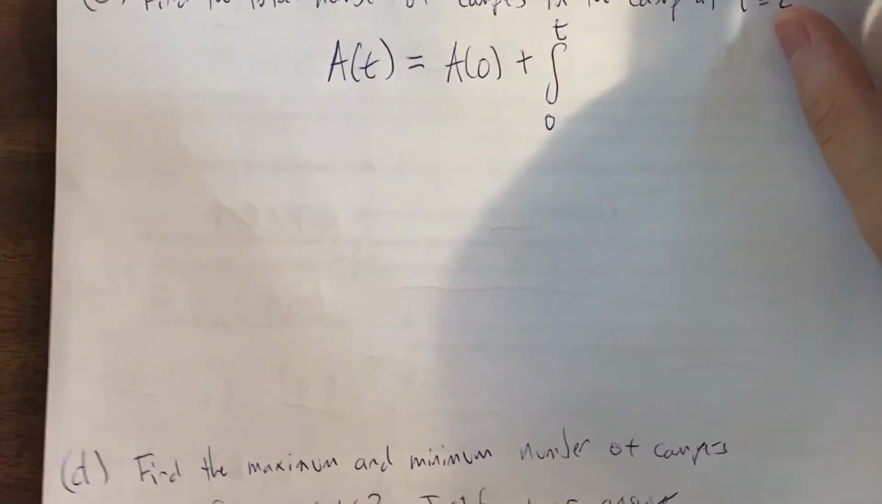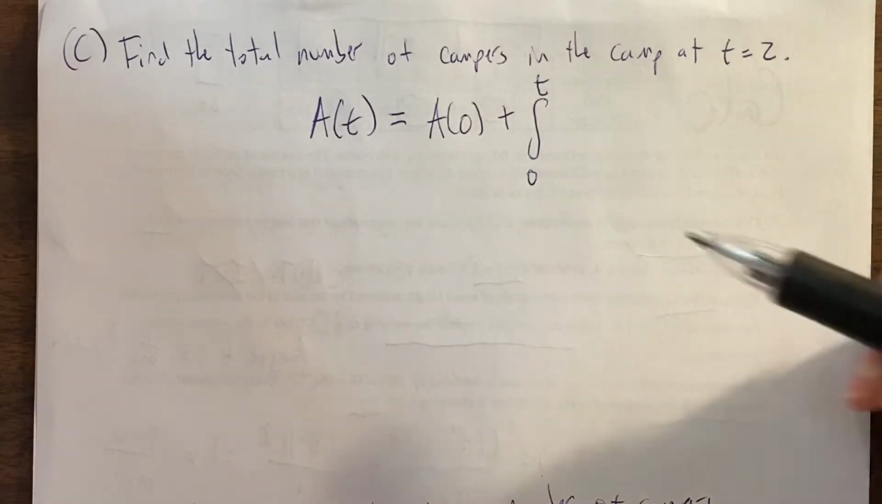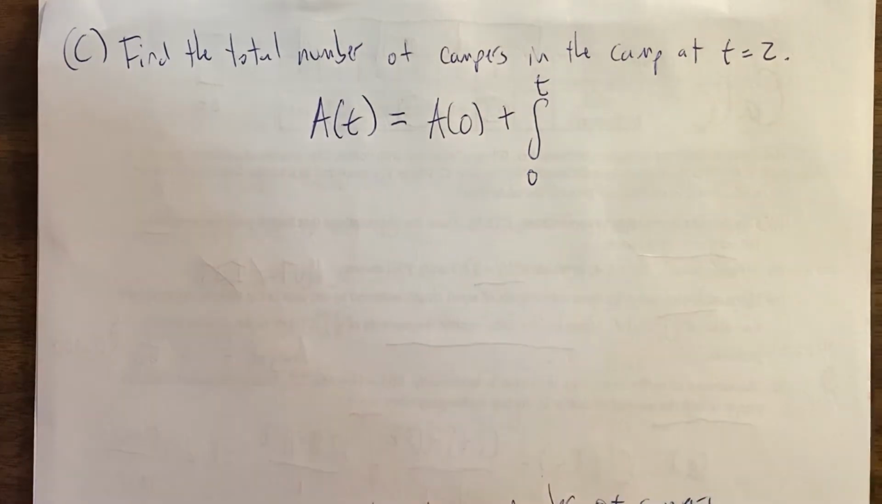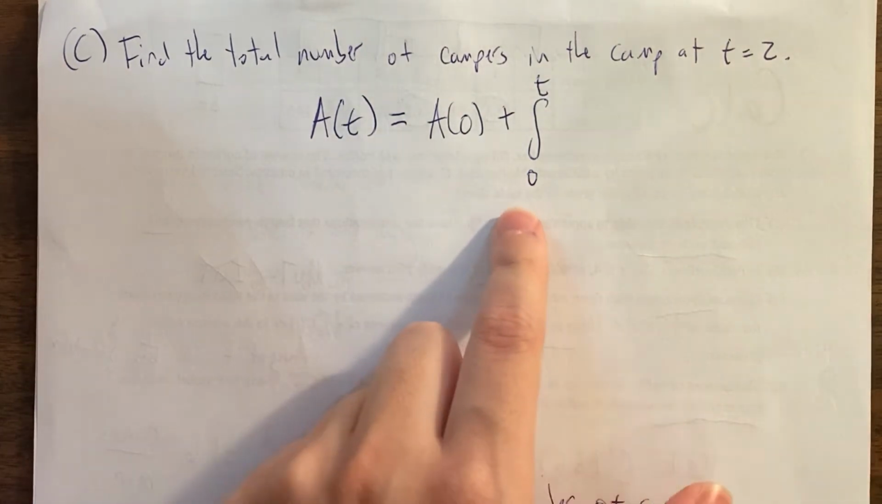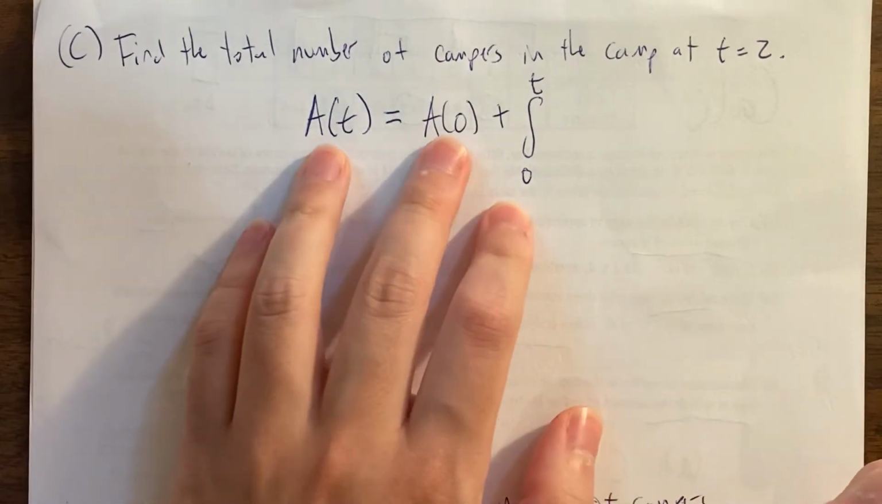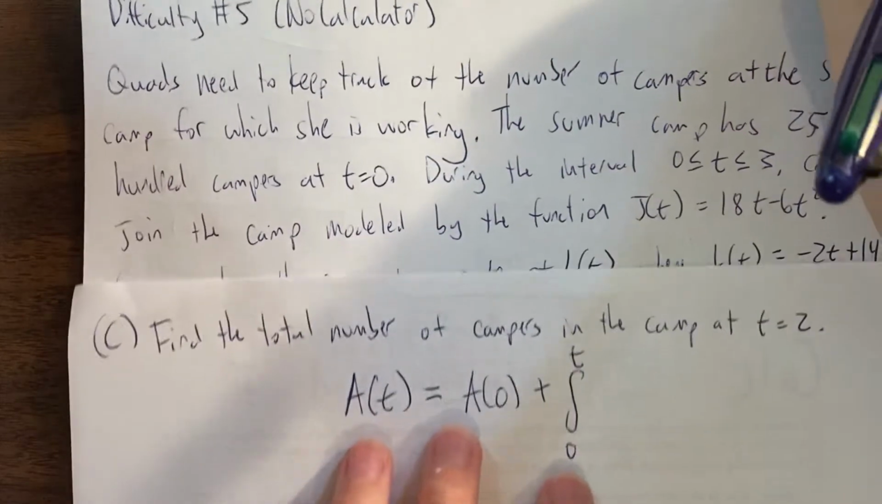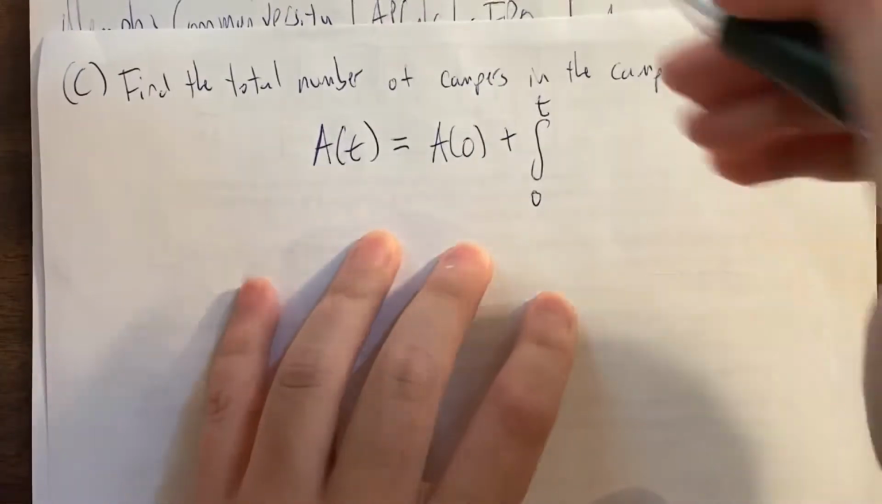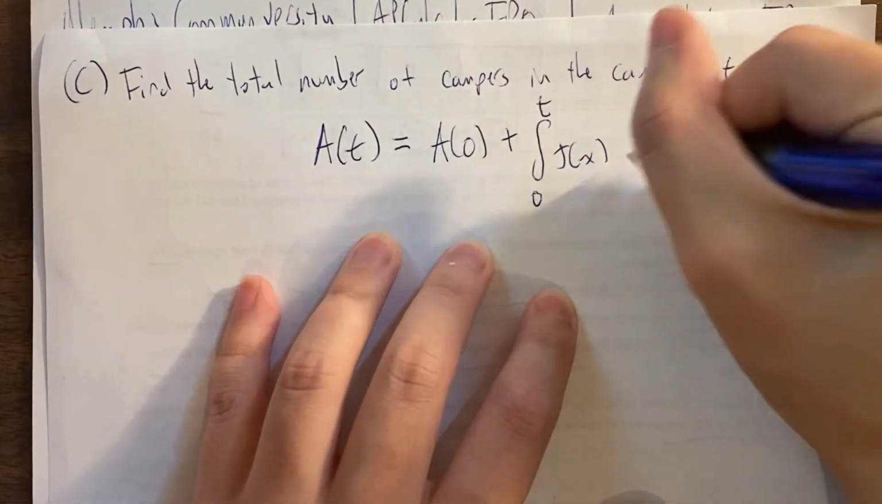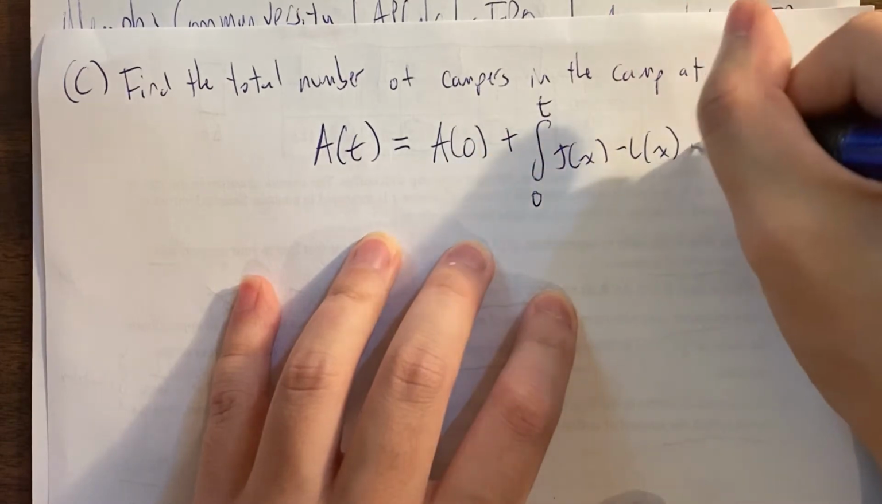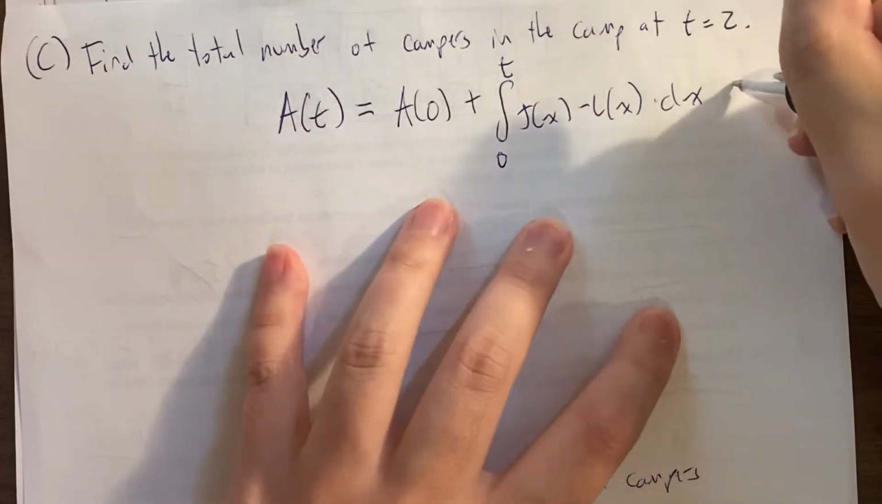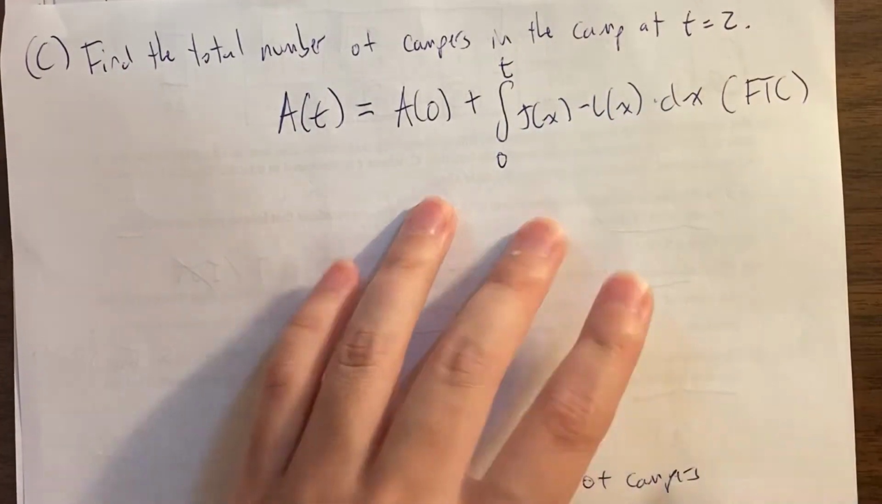A second thing is that this is the same formula as the position formula in particle motion free response questions, and there sometimes the initial time is not 0. So just be careful. It's not always 0, but it's 0 a lot of the times. Then we're going to write rate in minus rate out here. So we're going to write J of x minus L of x. So this is the Fundamental Theorem of Calculus. One of my best friends in the world.